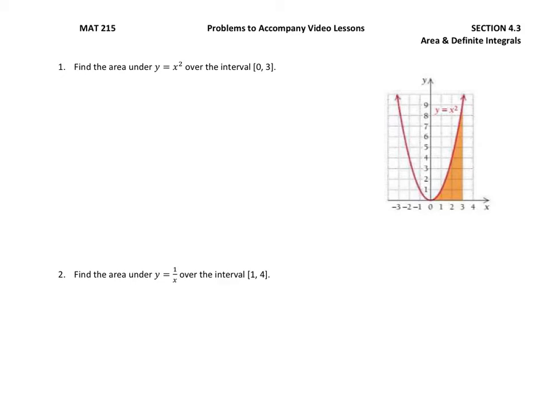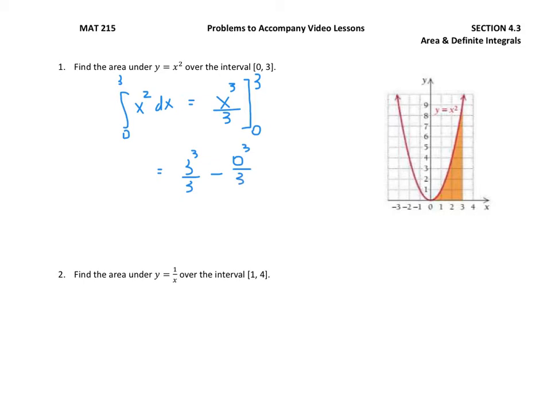Well, we can calculate this by calculating the definite integral from 0 to 3, since that is our interval, of our function x squared with respect to x. Alright, so let's calculate this. The antiderivative of x squared is x cubed divided by 3, and then we want to evaluate this on the interval from 0 to 3. So first we're going to plug 3 in for x. So we have 3 cubed over 3. And then we're going to subtract from that what we get when we plug 0 in.